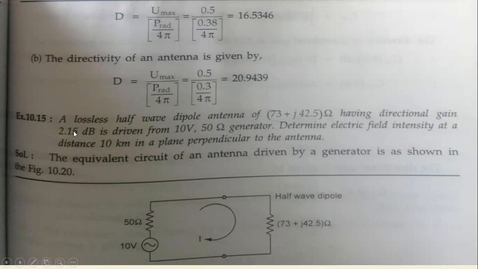Go for the next one. A lossless half wave dipole antenna with impedance 73 plus j of 42.5 ohm, having the directional gain of 2.15 dB, is driven from a 10 volt, 50 ohm generator. Determine the electric field intensity at a distance of 10 kilometers in the plane perpendicular to the antenna. So the equivalent circuitry is given here.